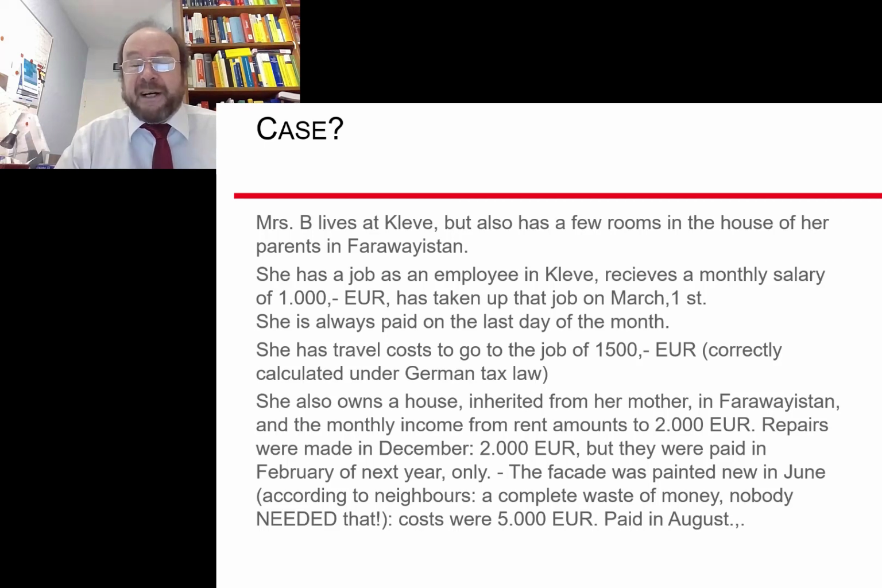She also owns a house which she got inherited from her mother in Faroestan, and the monthly income from rent amounted to 2,000 euro there. Repairs were made in December 2000, but they were paid in February of next year only. The facade was painted newly in June, and according to neighbors, that was a complete waste of money because nobody needed that. The facade was perhaps good for still 2 or 3 further years. The costs were 5,000, and she paid it in August.